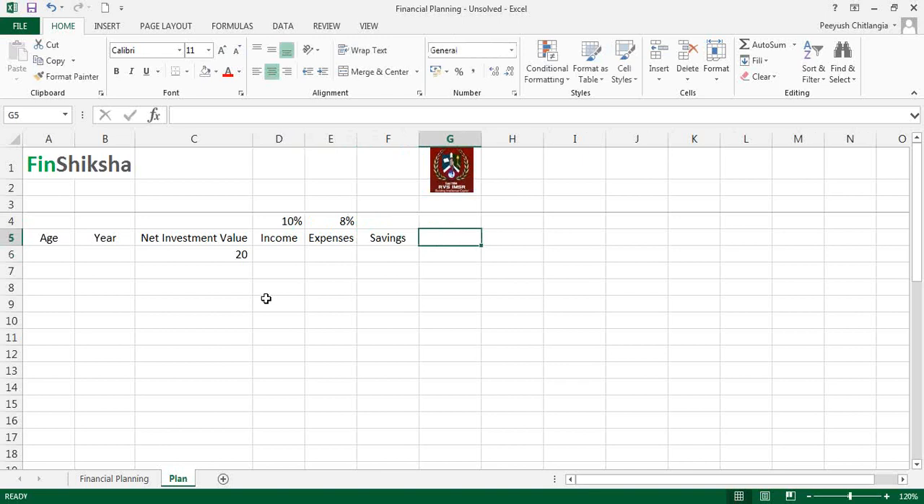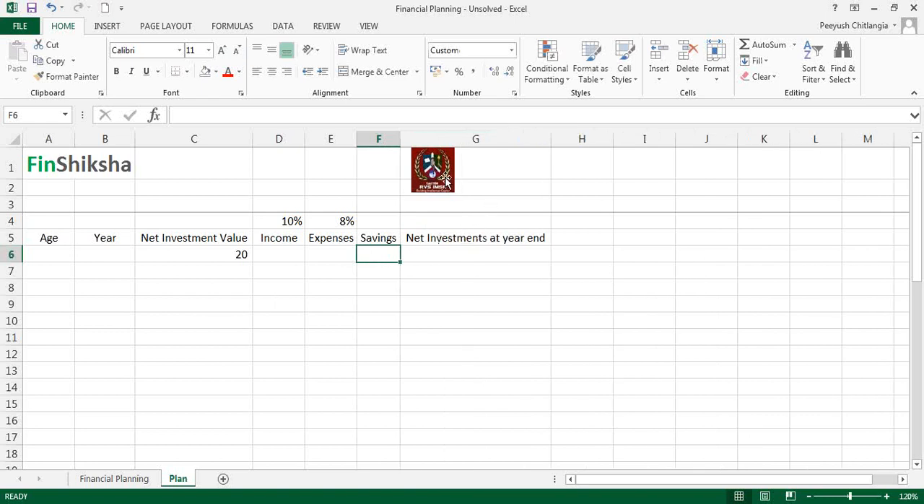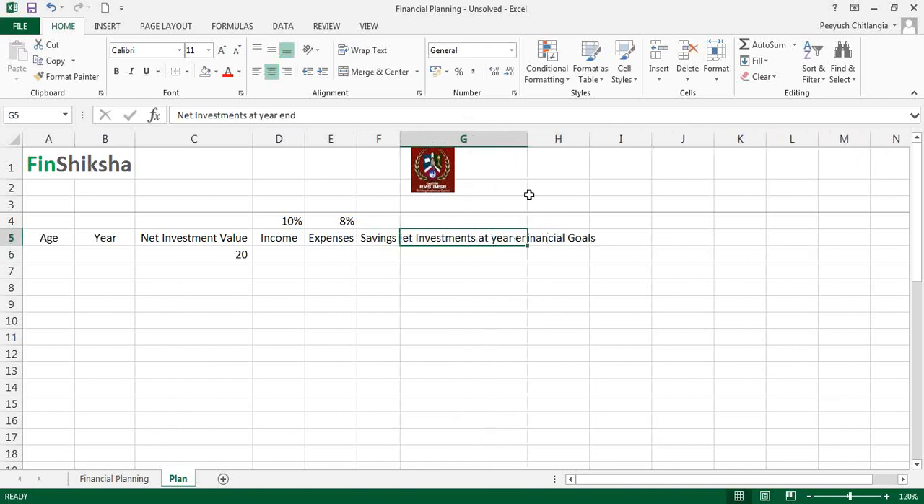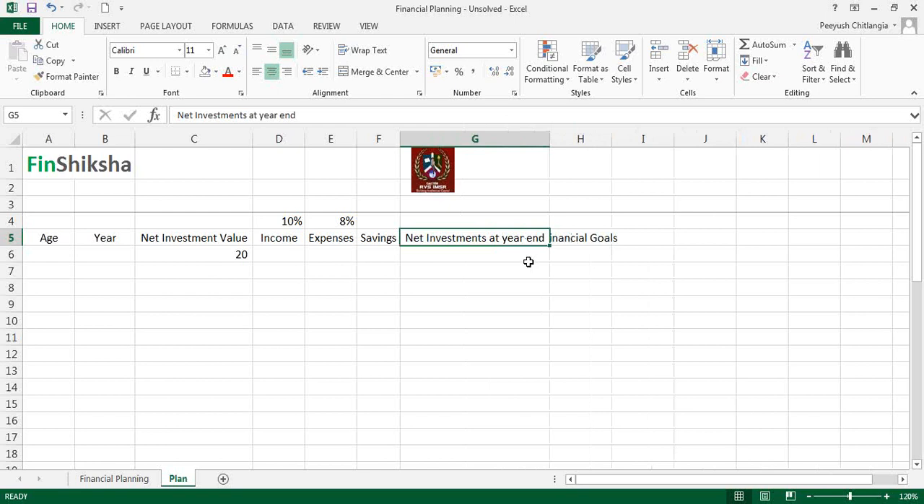Let's assume all the cash flows happen at the end of the year. The outflow happens at the end of the year. So we'll say net investments at year end, correct? Net investments at year end is what we are saying. And then there are financial goals that are going to come, right? In fact, we'll see if we want to have this net investment at year end kind of a number, we may not need this at all, and we can incorporate this somewhere else itself.